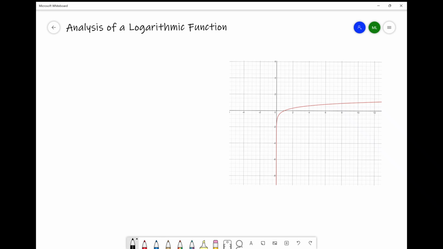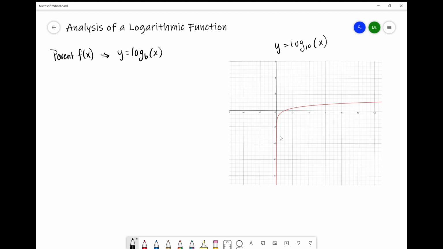Everyone, today I want to talk about the analysis of logarithmic functions. The logarithmic function that I will look at today is y equals log base 10 of x. This is what I have here, graphed to the right. The parent function that we will observe is y equals log base b of x, and in this instance, our base b is 10.